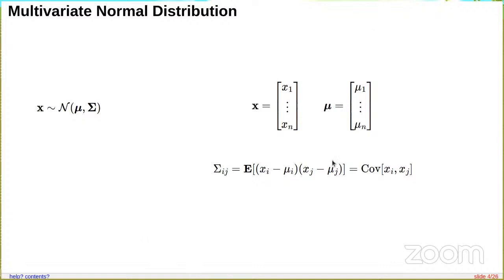M by M. N by N, right? So that would be M by M. Yeah, assuming we correct this, it will be M by M.